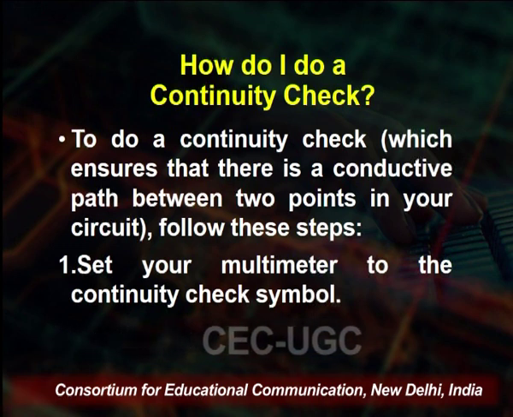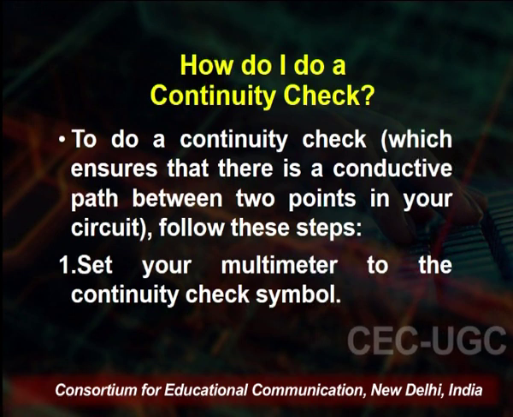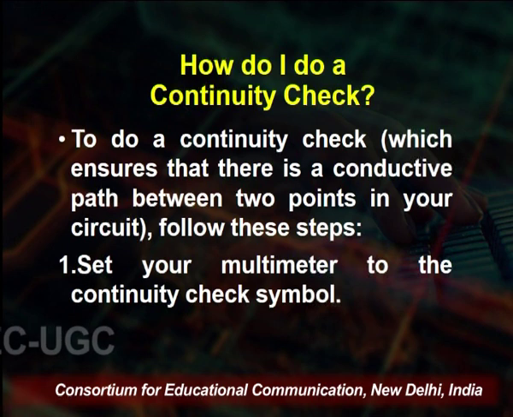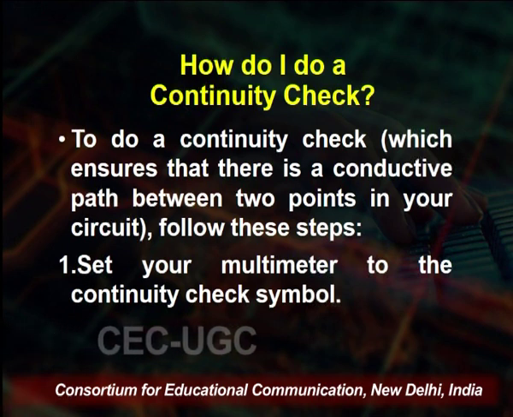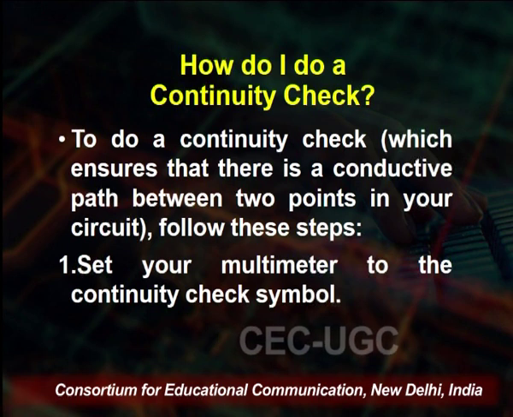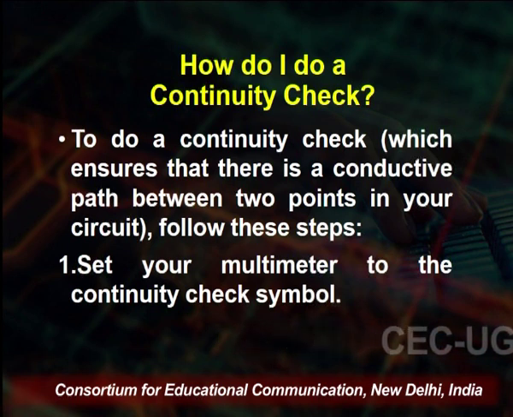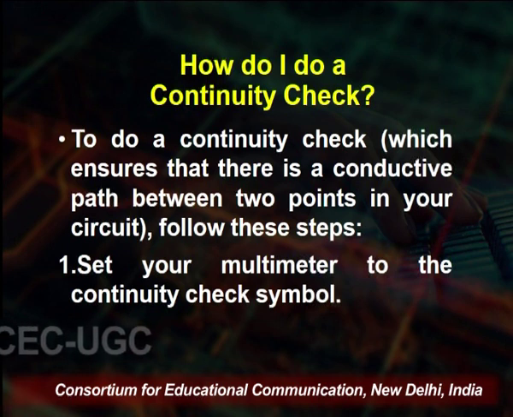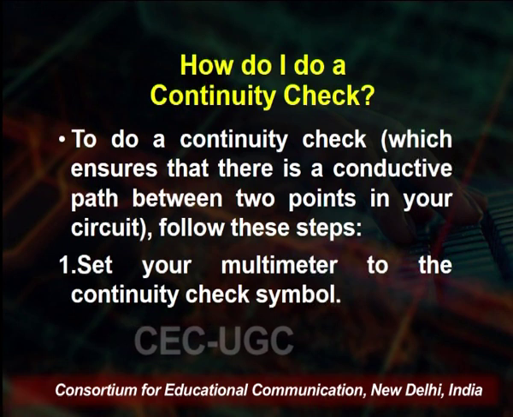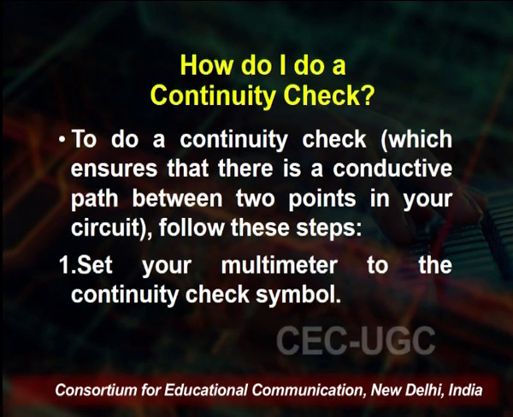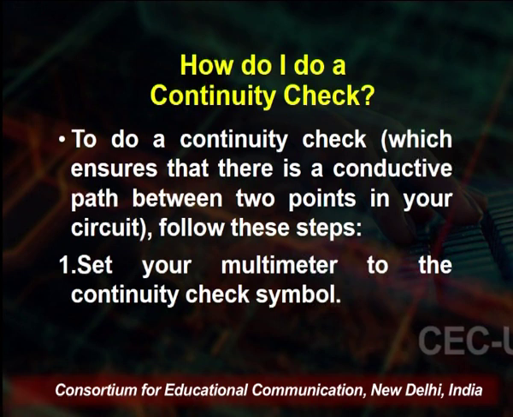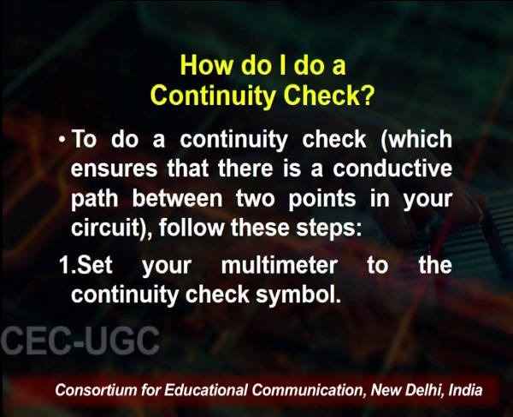Another important and quick check is the continuity check. So how do we check the continuity of a circuit? There are various steps. Number 1, just set the multimeter to the continuity check symbol. It is a very simple process. First, set the multimeter to the continuity check symbol.